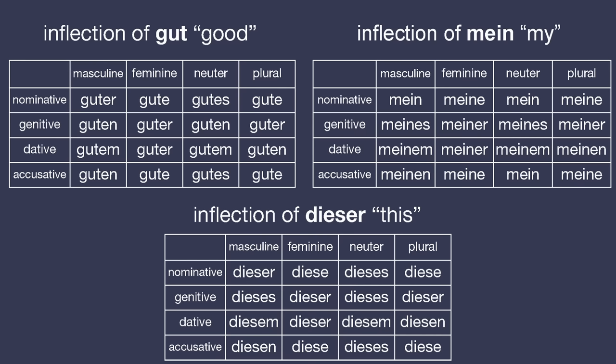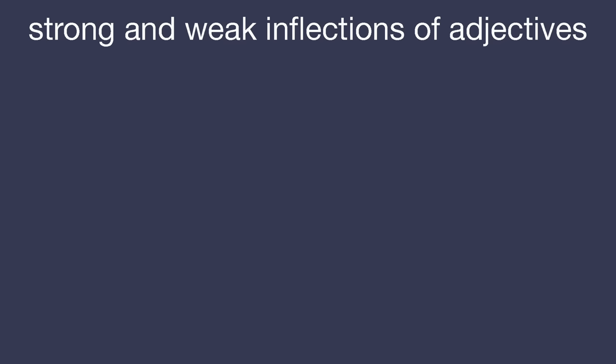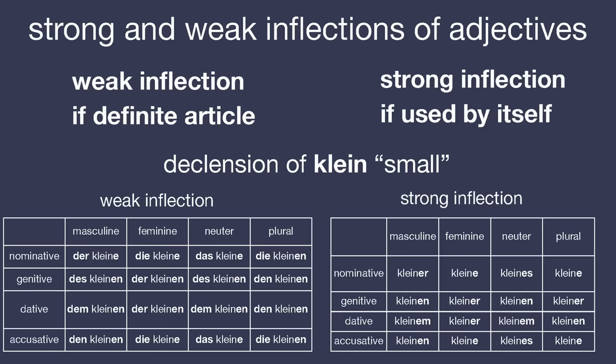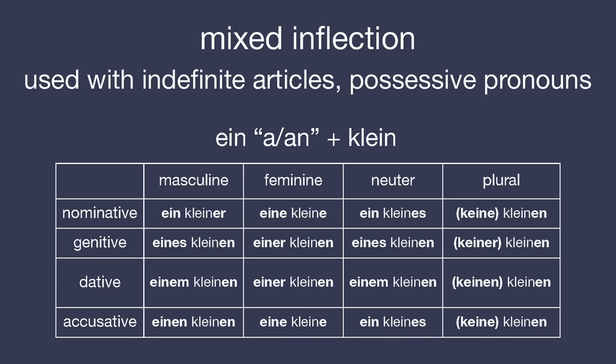Adjectives, articles, possessive pronouns, and demonstrative pronouns all agree for case, gender, and number, though plural nouns neutralize the gender distinction. Adjectives in German have so-called strong and weak inflections. The weak inflection is used if the adjective follows a definite article, and the strong inflection is used if the adjective is by itself. There's also mixed inflection, used with indefinite articles and possessive pronouns, which has some endings the same as the weak inflections, and others the same as strong inflections.